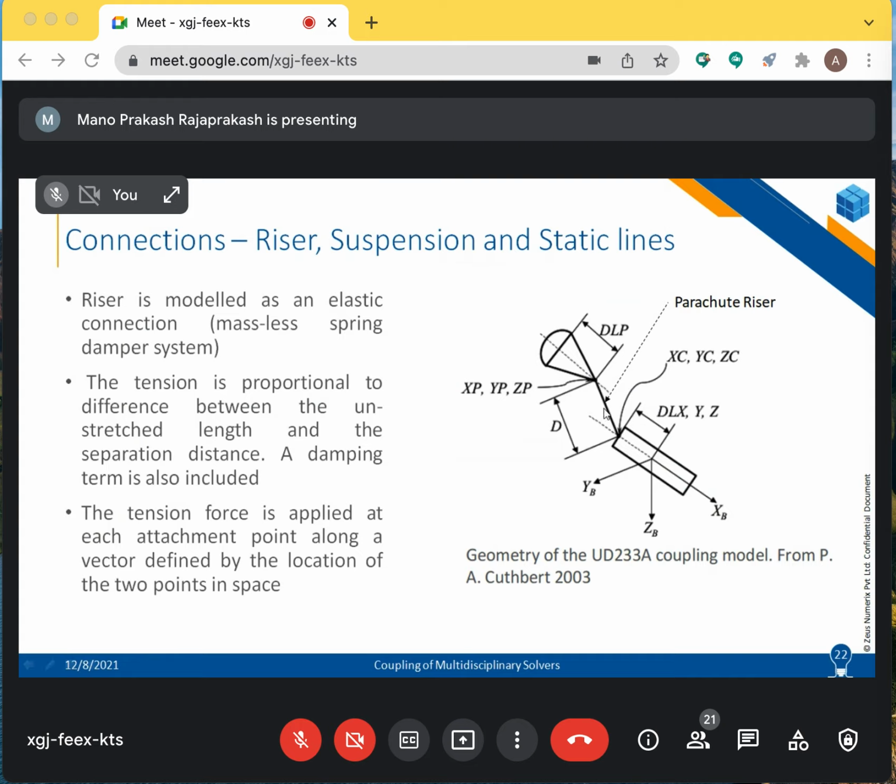The force in this line due to the spring action is going to depend on the difference between the line's original length and its current length. It is going to be proportional to the unstretched length of this line and the current separation distance between the payload and the parachute, because that gives me the current length of the line. So the tension is directly proportional to the distance by which the parachute and payload are separated.